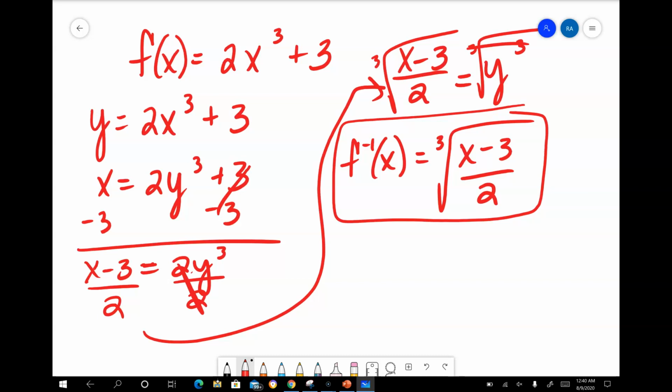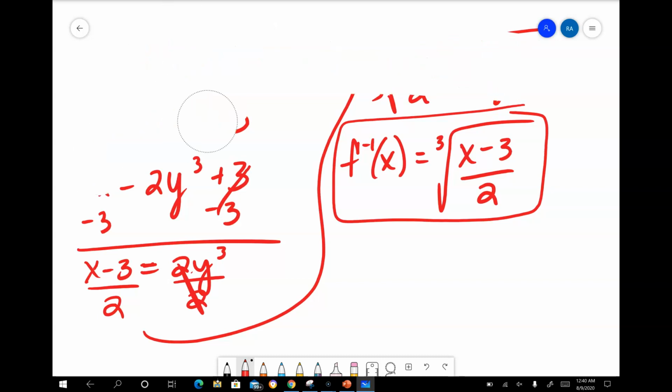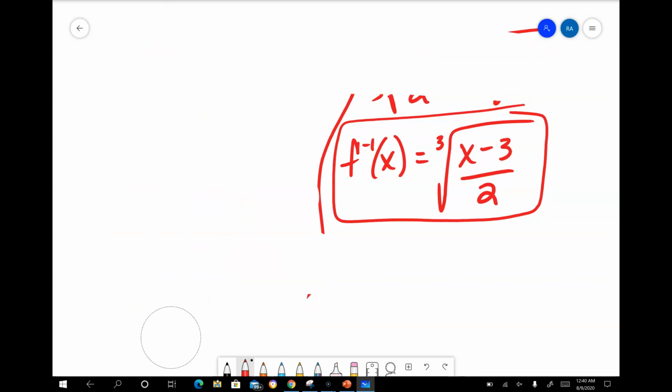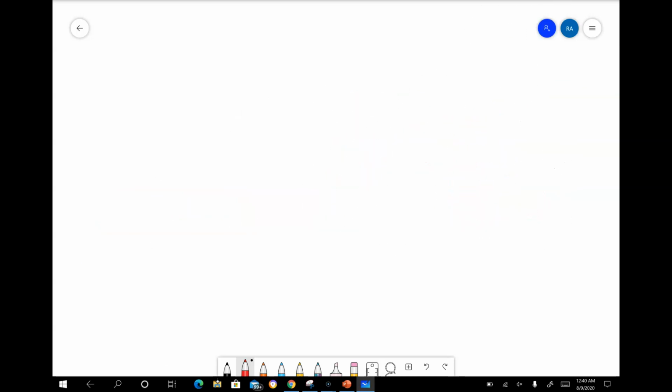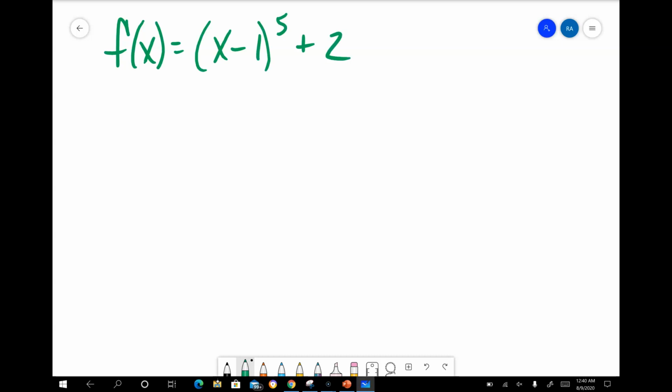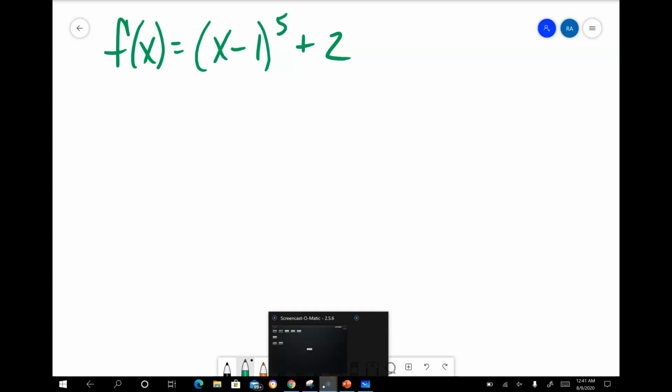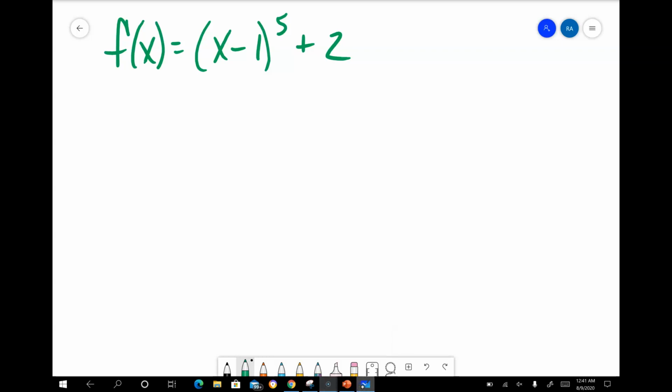Now let's do some higher powers than 3. Next one is going to be f of x equals (x minus 1) to the 5th plus 2. So we are going to change f of x to y equals. Switch x and y.